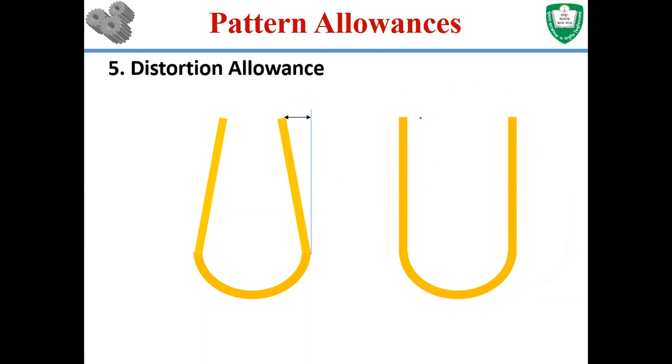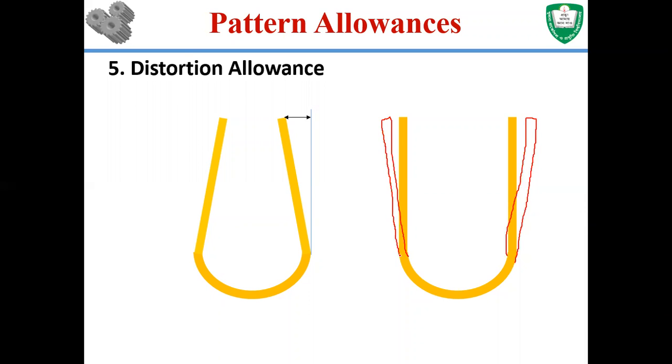So your purpose is to manufacture a product like this, a perfect U shape. You have manufactured the pattern the same way, a perfect U shape pattern, and you produce a cavity of exactly U shape. You pour molten material, complete the casting, and when you take the casting out, the edges do not stay vertical because of the residual stress in the material. The edges get distorted like this.